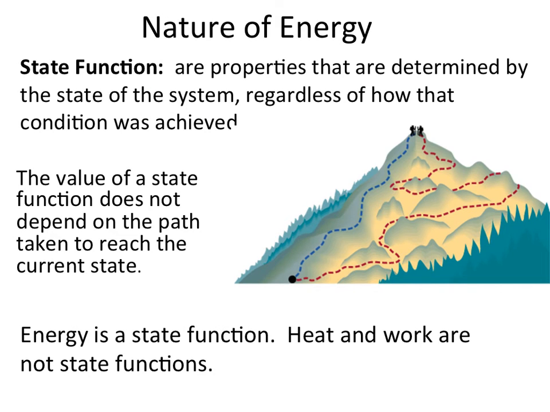A state function is basically a property that allows us to determine the state of a system regardless of how that state was achieved. So basically, we ignore mechanisms, we ignore routes that were taken, we ignore procedures for state functions, and only look at their current state. And we can compare two different state functions if we know their initial and final states. It doesn't matter the route that they took.